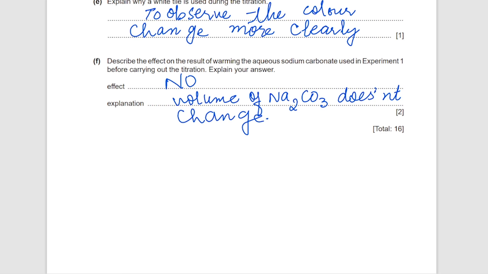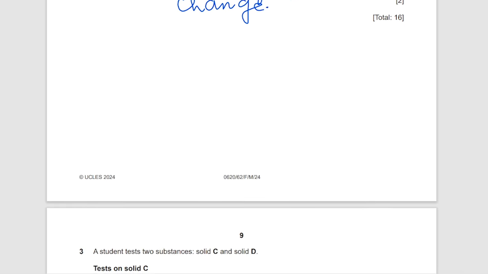Describe the effect on the result of warming the aqueous sodium carbonate used in experiment 1 before carrying out the titration. There will be no change. The volume of Na2CO3 doesn't change. So this is the reason, because the volume doesn't change.